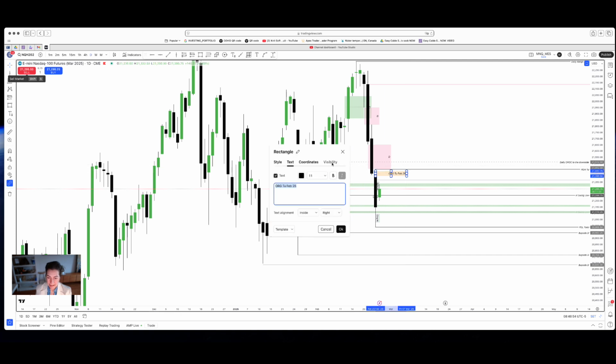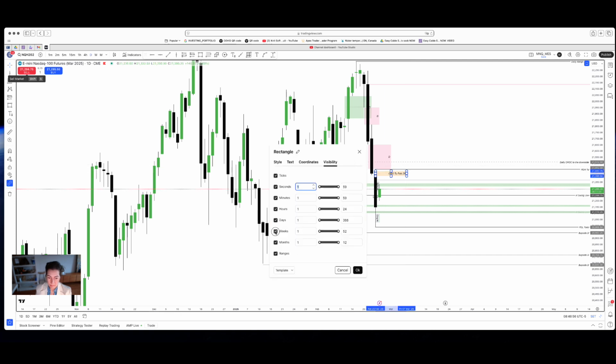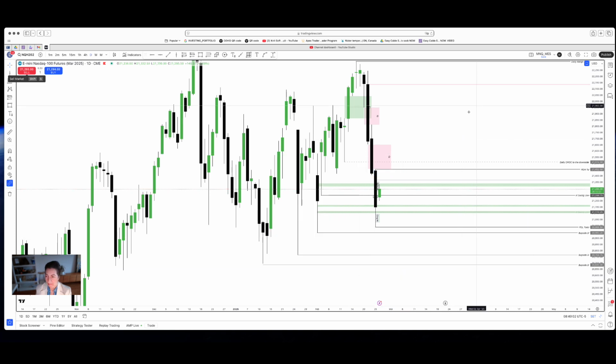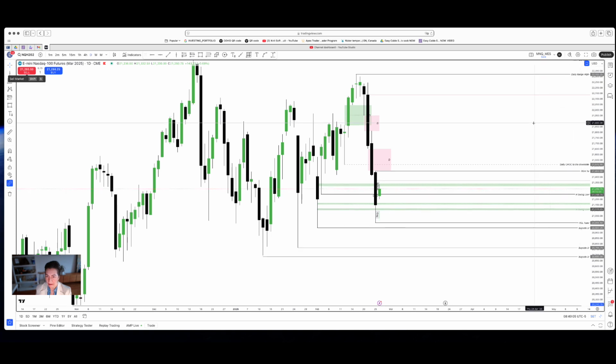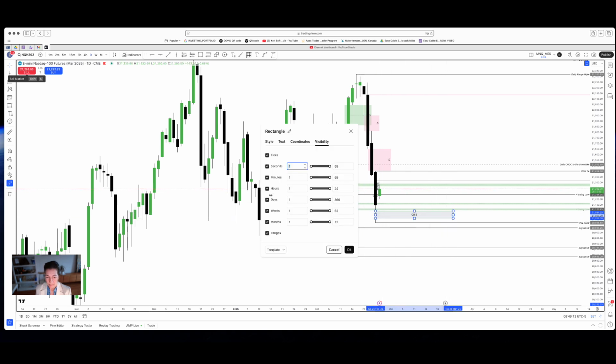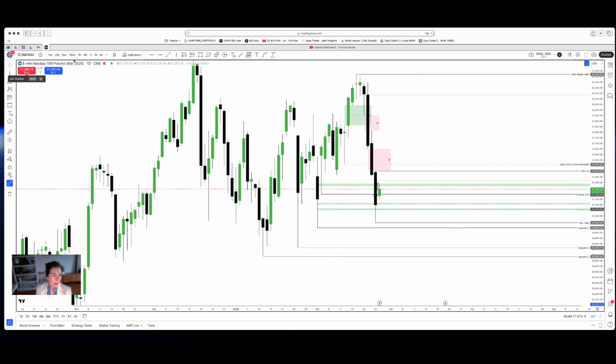If I don't want to see it on my daily, I can just remove it from the view on the daily and keep it on the hour and the minutes. That way I don't clutter up my daily chart. It just gives me a nice clear view. Okay, so I have an order block on here. Again, I'm going to move that from the daily and put it onto the hour and minutes. We'll come to that shortly.